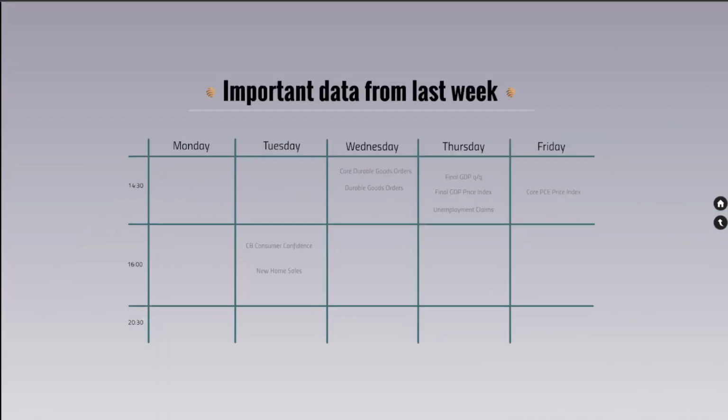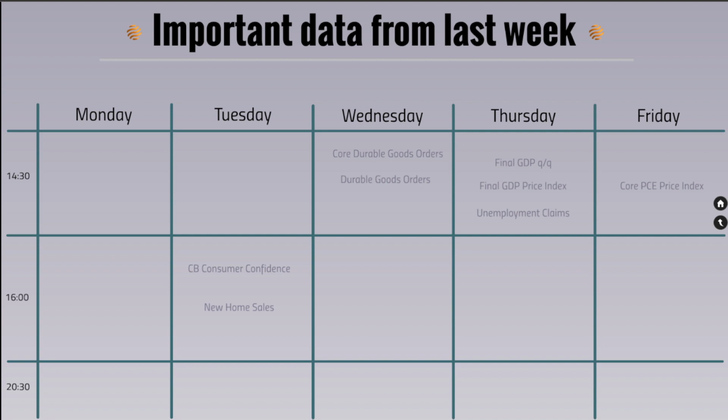For example, in the previous week, we got some very hard data like CB consumer confidence from the US, new home sales, core durable goods orders, final GDP price index, unemployment claims, and core PCE price index, just to name the most important ones. But don't forget, we have a very massive macroeconomic analysis every single week, and we also have the conclusions. When the macroeconomic data comes out, we make a conclusion and post it to the website for the pro members and also on the pro Discord server.